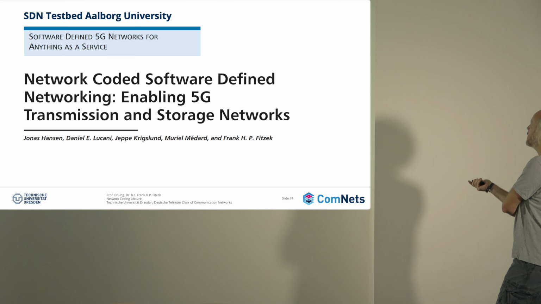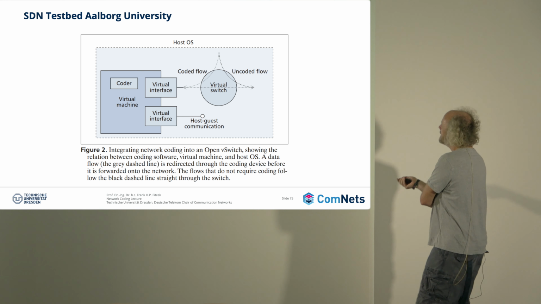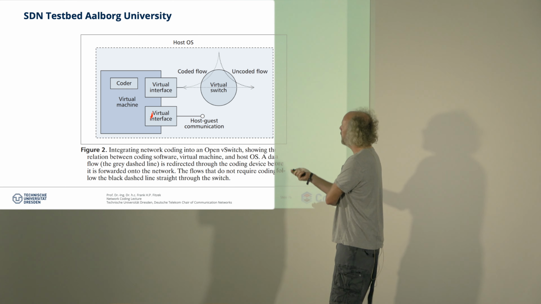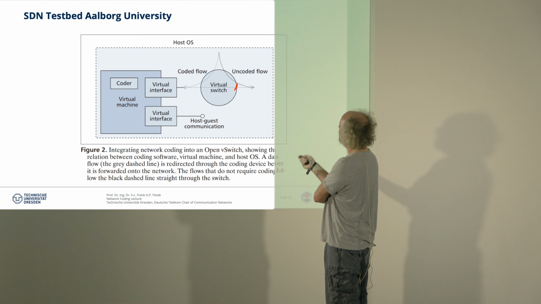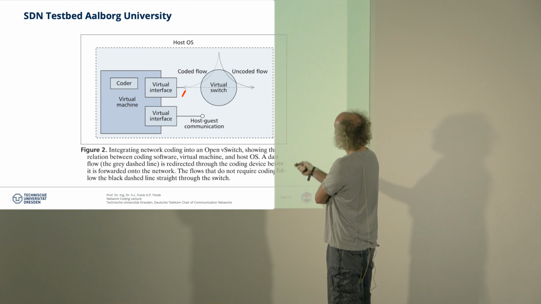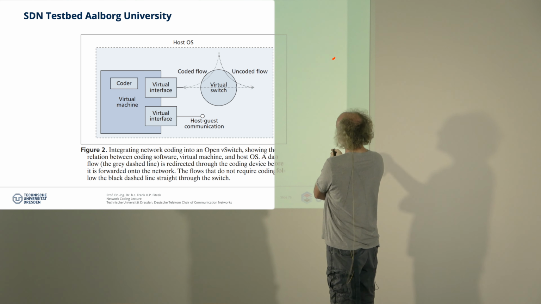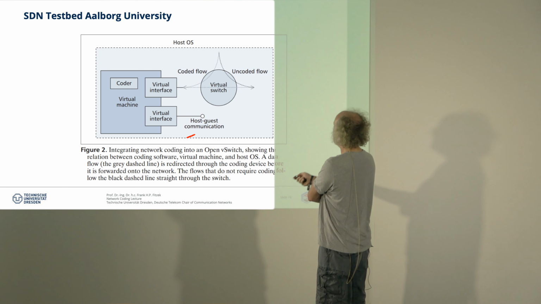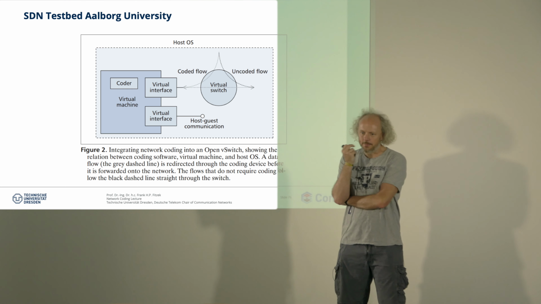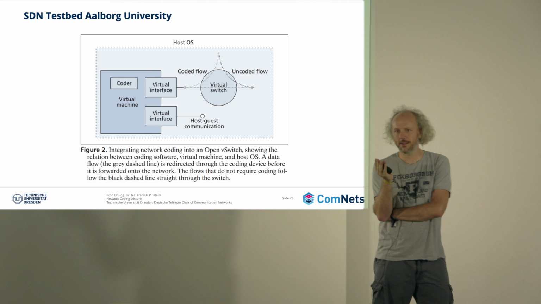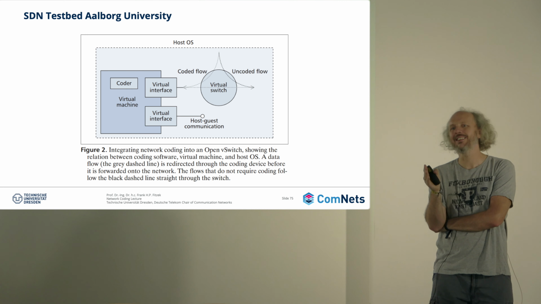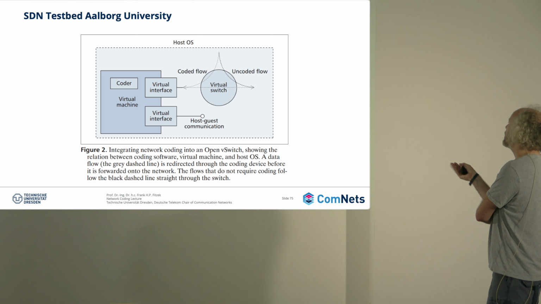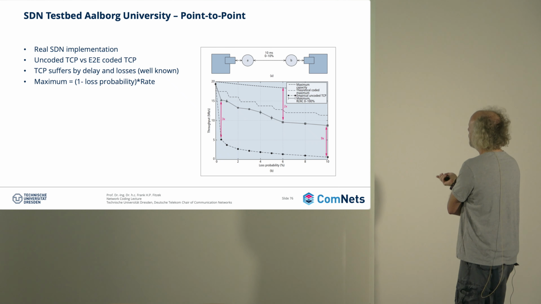And there's one paper where we summarized all the stuff together with Jonas and Daniel, Jeppe, Muriel is also there, where we said, let's do the following. We have this virtual machine where the coder is. We have a virtual interface and a virtual switch on the host. And when the uncoded flow comes in, we just get it out. If the coded flow comes in, we have to give it to the virtual interface, do something here, and out. This is a little bit complicated, and it causes a little bit of latency, but it was the first implementation that was there.